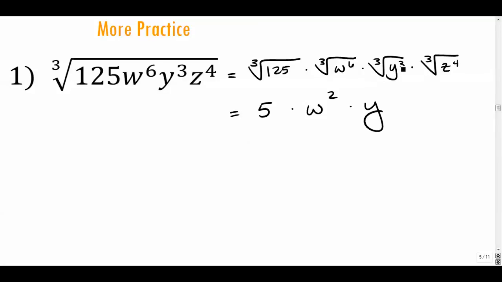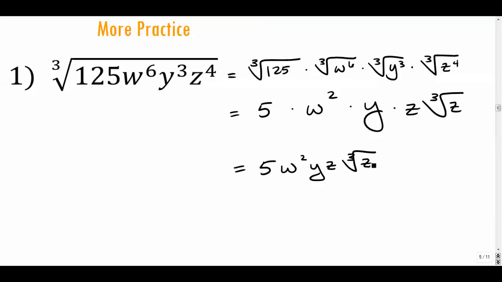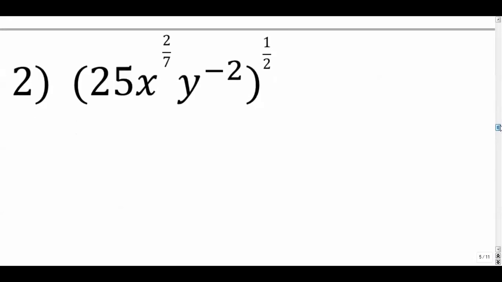This is just y, the cube root of y to the 3rd is just y, and this is going to be z times the cube root of z. And you want to put all these in the right order, w, x, y, z. So I think it's actually fine. Alphabetical order is what you're looking for there. There you go. Extra practice number 2.